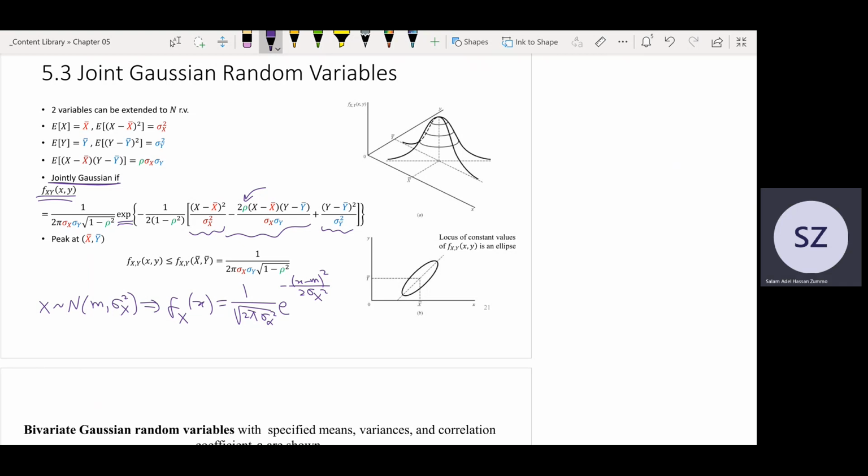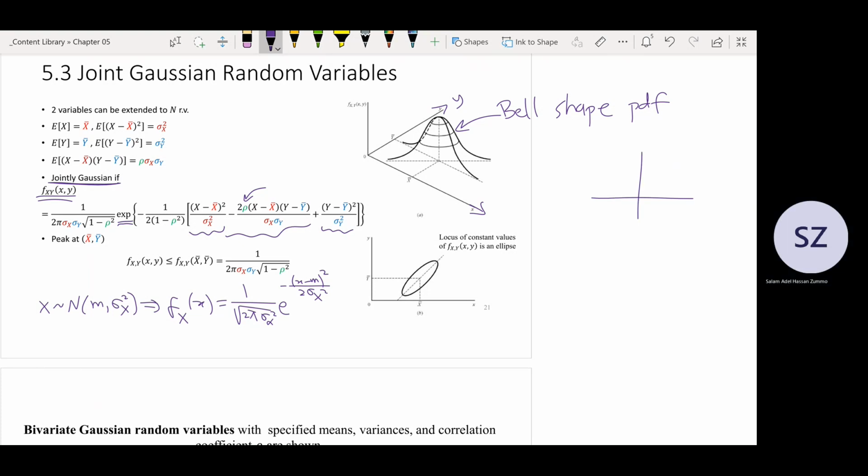Now, if we plot this joint PDF versus x and y, it will be x, y, and the joint PDF, so it's a three-dimensional plot. It will look like this. We call this a bell-shaped PDF. Why bell shape? It looks like a bell. If you remember, the Gaussian looked like this in one dimension. Now imagine this in two dimensions. It will look like a bell shape.